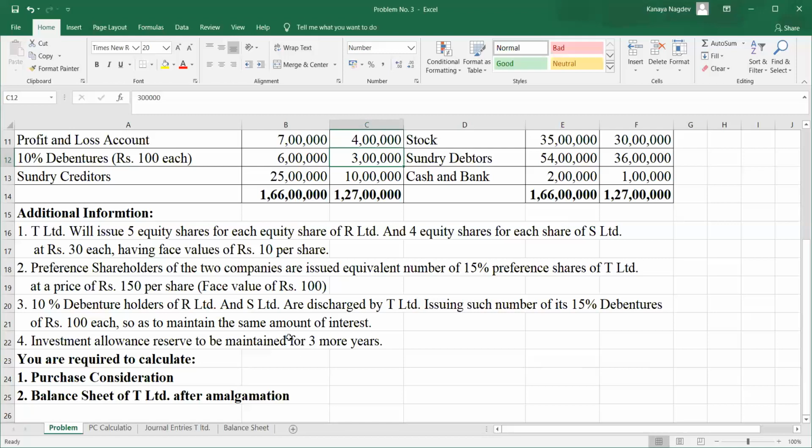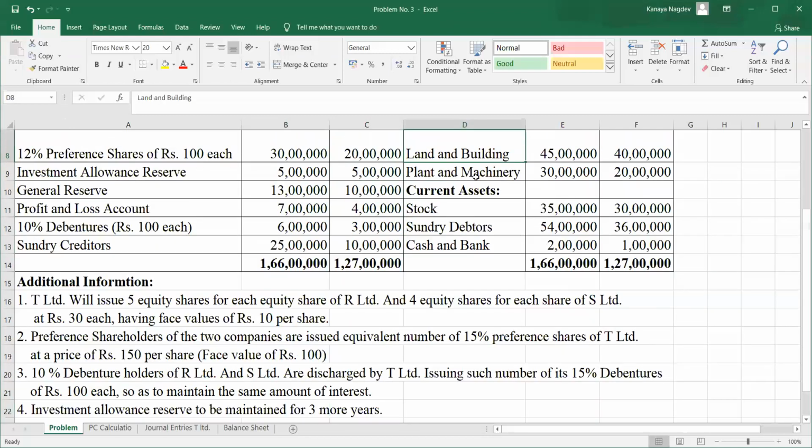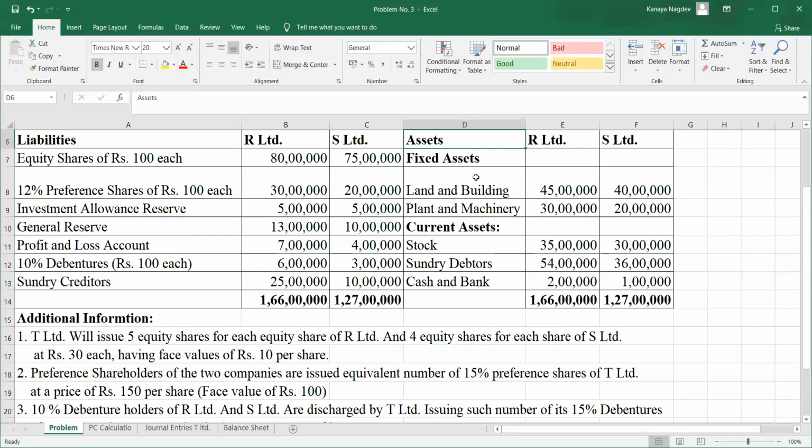So this is not our liability. That means if we refer to the balance sheet, there is no revaluation of any asset given. So land and building, plant and machinery, stock, debtors, cash, all these 5 assets are taken over at book value in case of both the companies. So in case of both the companies, these assets are to be debited at book value.